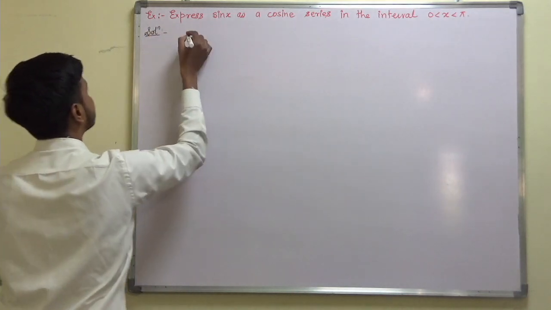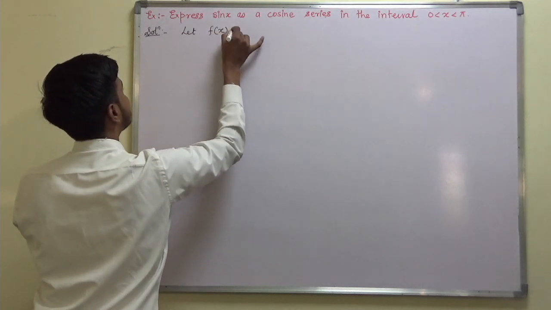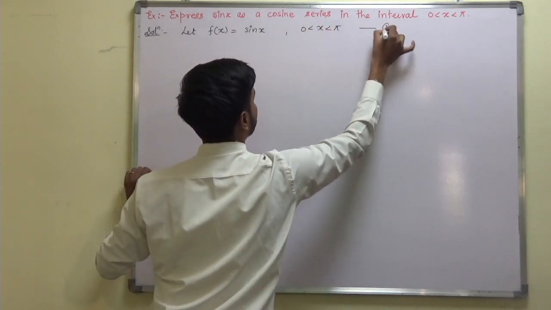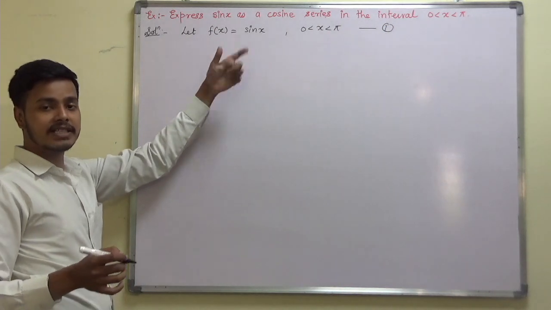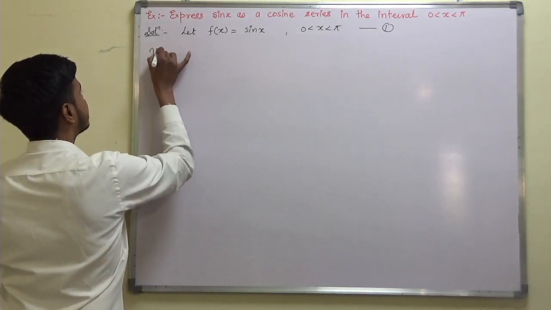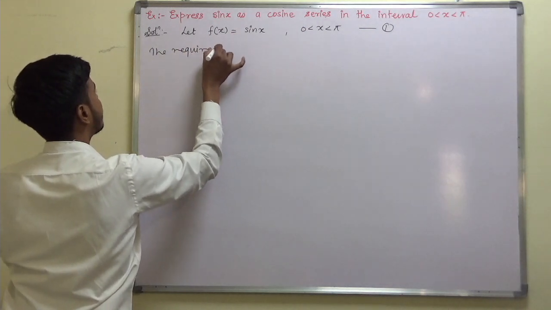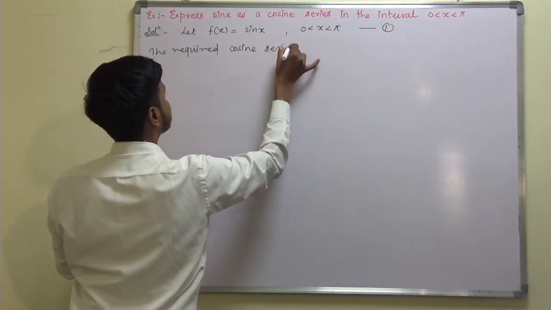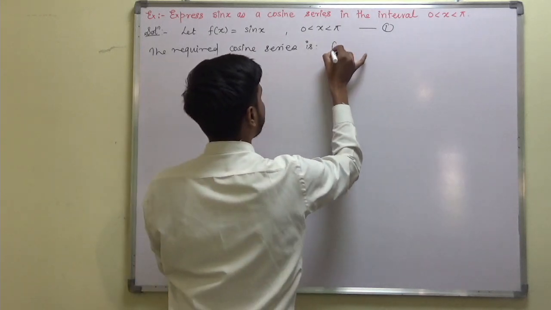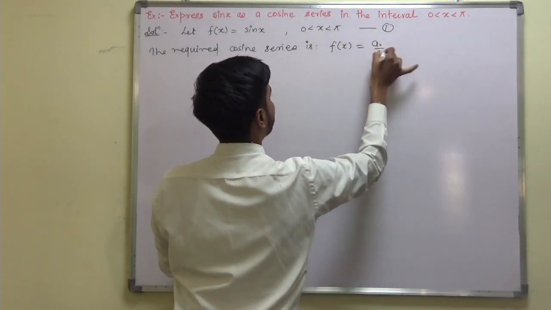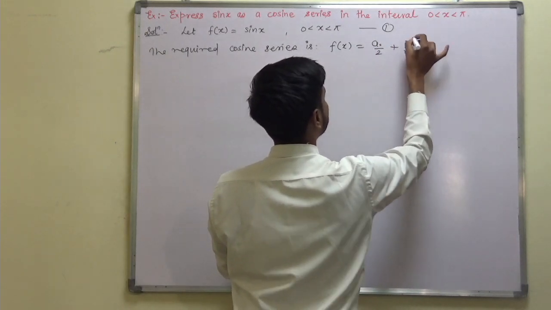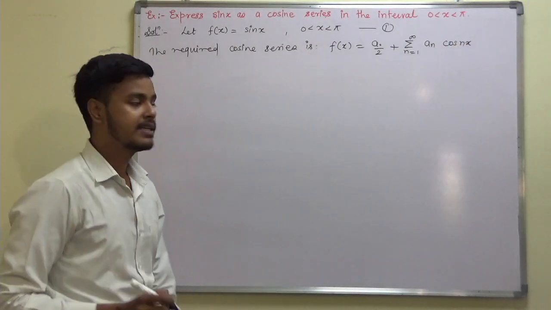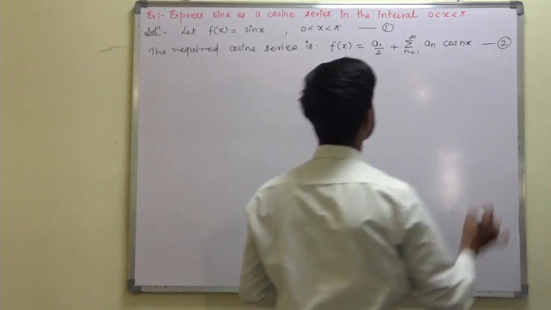Let f of x be equal to sine x, 0 less than x less than pi, say equation 1. And we have to express this f of x in terms of cosine series. So you can write the required cosine series is f of x is equal to a0 by 2 plus summation n equal to 1 to infinity an cos nx. Say this is equation number 2.